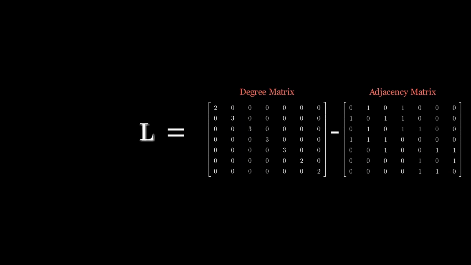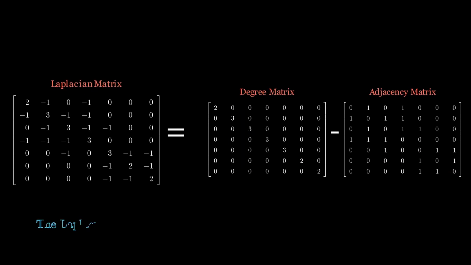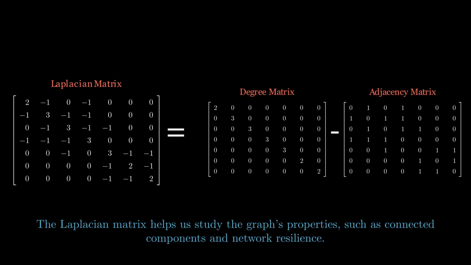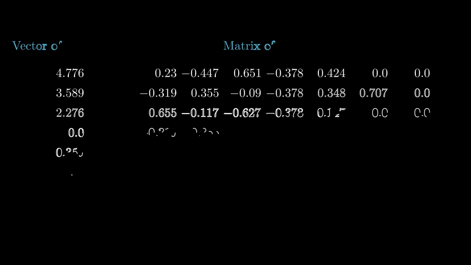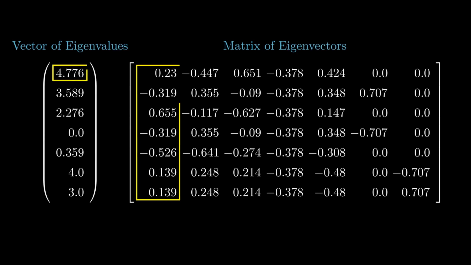We create it by subtracting the adjacency matrix from the degree matrix. Think of it as the measure of how chatty someone is in our social media network. This is where things get interesting. We can use advanced math tools called eigenvalues and eigenvectors to unlock the secrets of the Laplacian matrix. These values can be found simply using the NumPy math library. Here are the calculated values for our graph.